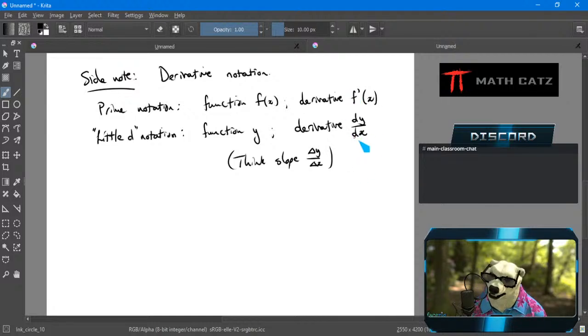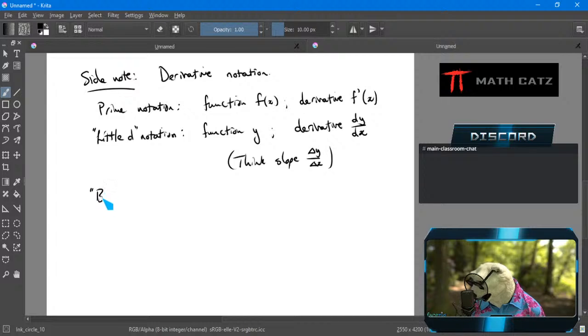Now, mathematically, these little guys called differentials have some more properties, but for now, really, it's just a name of the derivative. I could have called the function f and then say df dx. It doesn't matter. It's just a different name for the same thing.